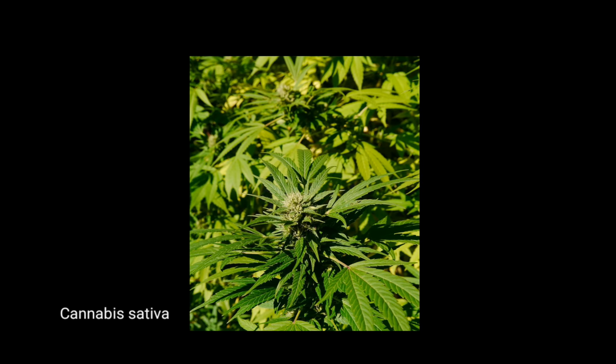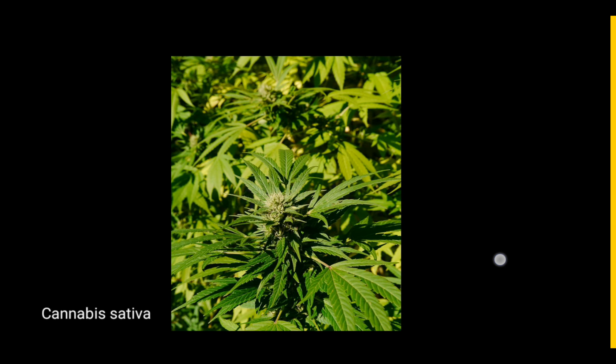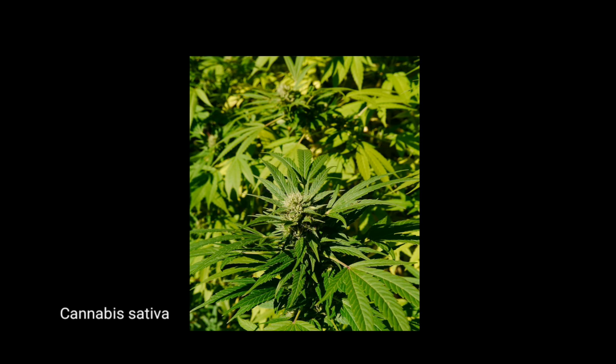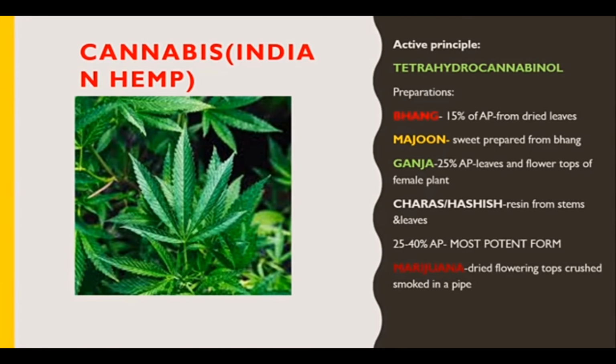Then this is the plant of Cannabis sativa. Cannabis sativa is whole green, with no colored flowers. It doesn't have any other flowers like red or purplish. It is whole green. Cannabis is also known as Indian hemp, and its active principle is tetrahydrocannabinol.